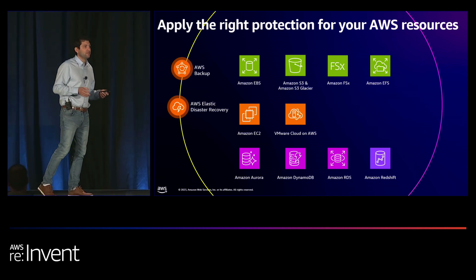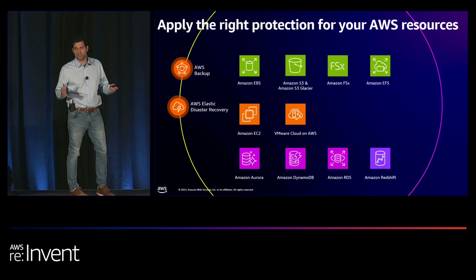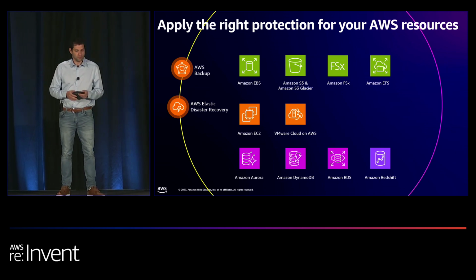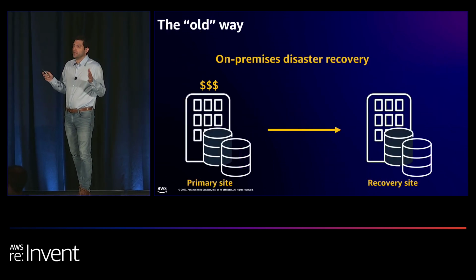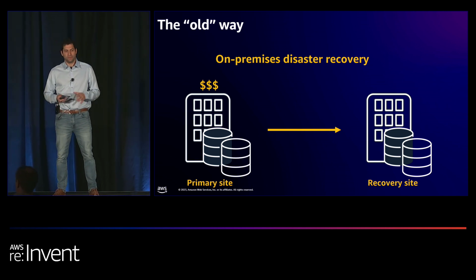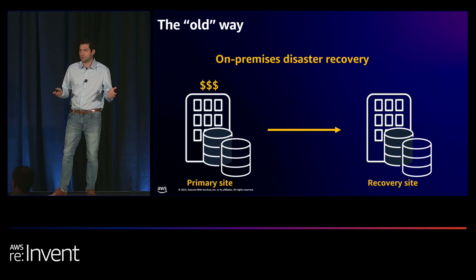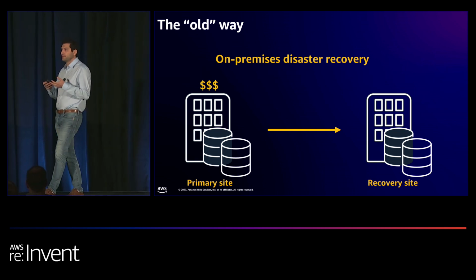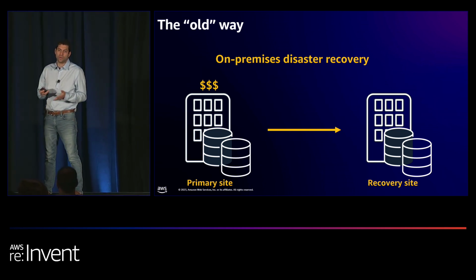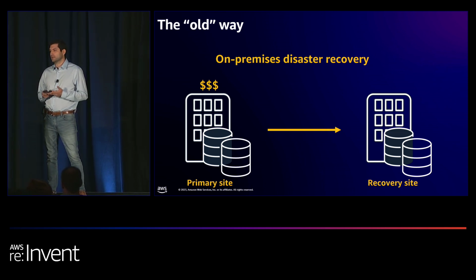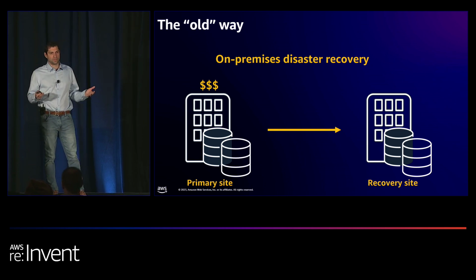So before we dive into some high-level strategies and options, let's talk a little bit about DR and take a step back to what we call the old way of doing disaster recovery. If I look at the on-premises disaster recovery patterns, on premises, I have my primary site, my primary data center. I have hardware that needs to run production workloads. So it has performance storage, it has performance CPU, everything is fully provisioned to run my production workloads.